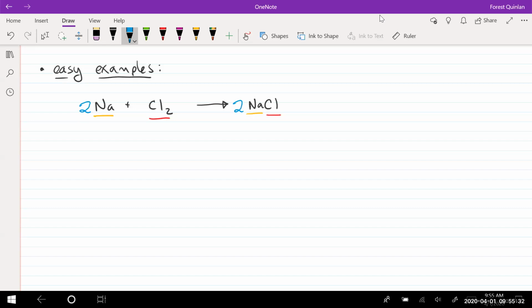It doesn't matter how many you start with on the left or the right, as long as at the end of the day, all the atoms will balance each other out. So that's what we're going for here.